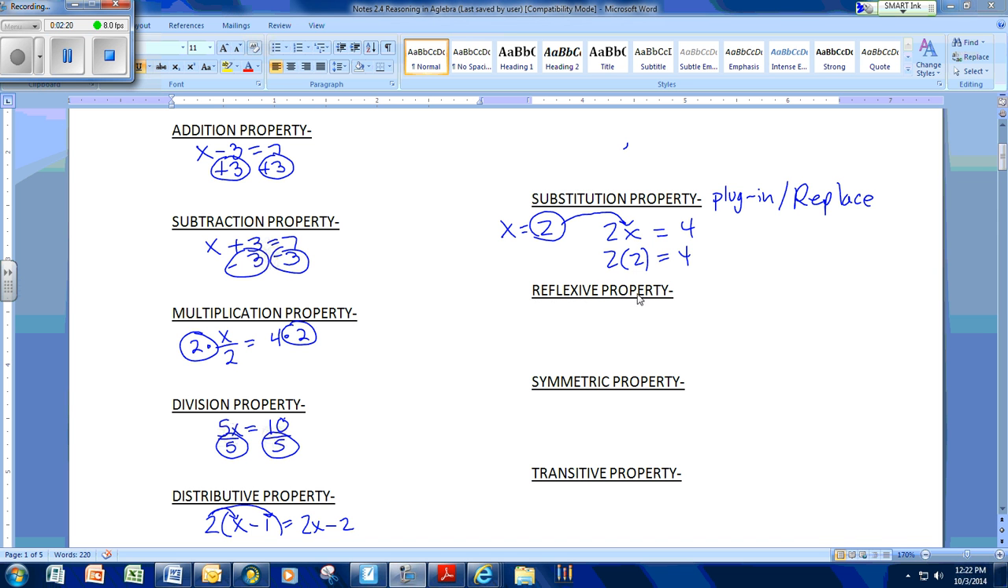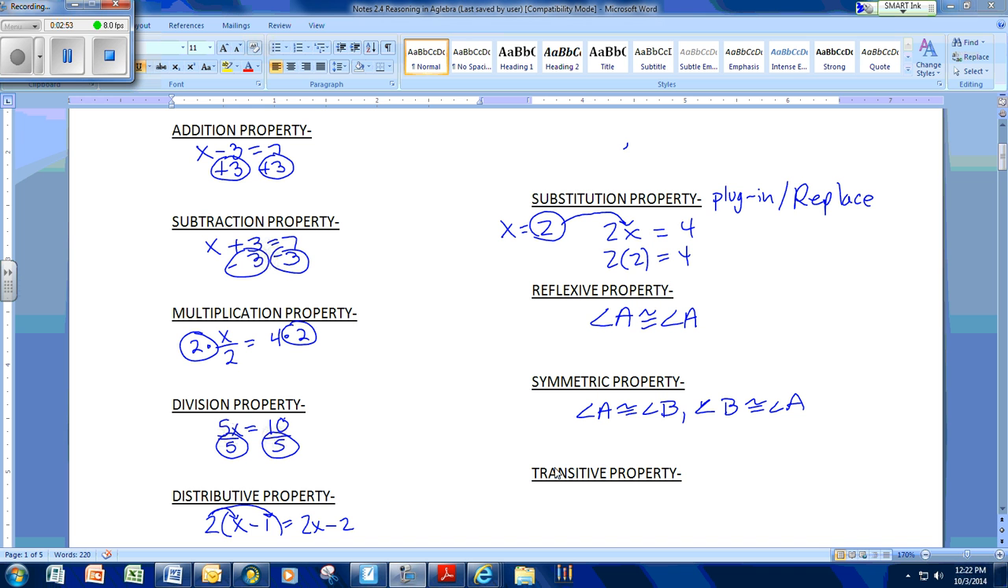Next we have the reflexive property. The reflexive property is any time something is congruent or equal to itself. For instance, if we had angle A congruent to itself, angle A, that's the reflexive property. The symmetric property is any time you flip-flop the order of a particular statement. So let's say we had angle A is congruent to angle B, then we can say angle B is congruent to angle A. We can just flip-flop the order.